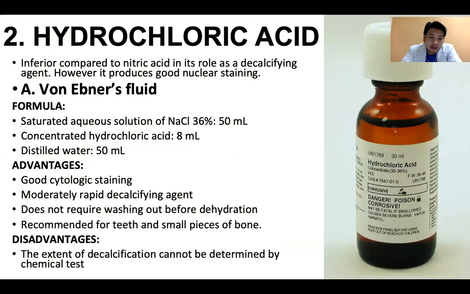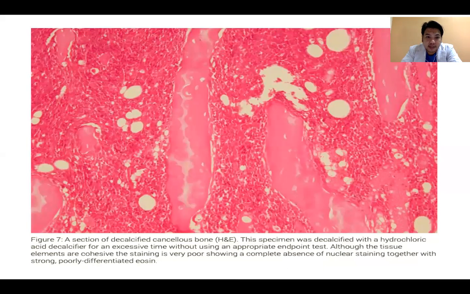Hydrochloric acid naman, example, the von Ebner's fluid, inferior compared to nitric acid as a decalcifying agent, however, it produces good nuclear staining. This is the appearance of a tissue being decalcified by hydrochloric acid and stained with H&E staining.